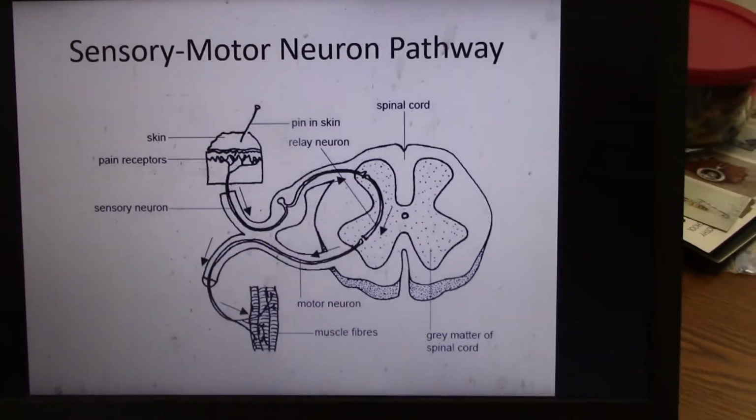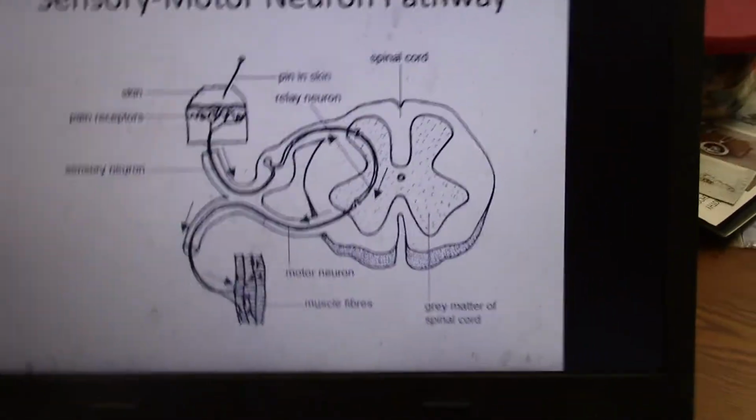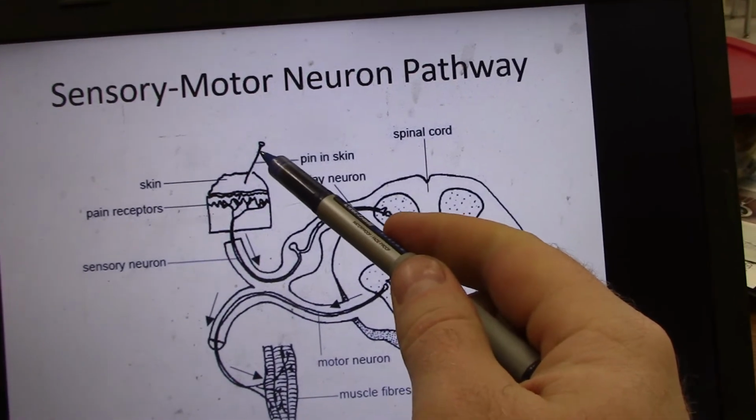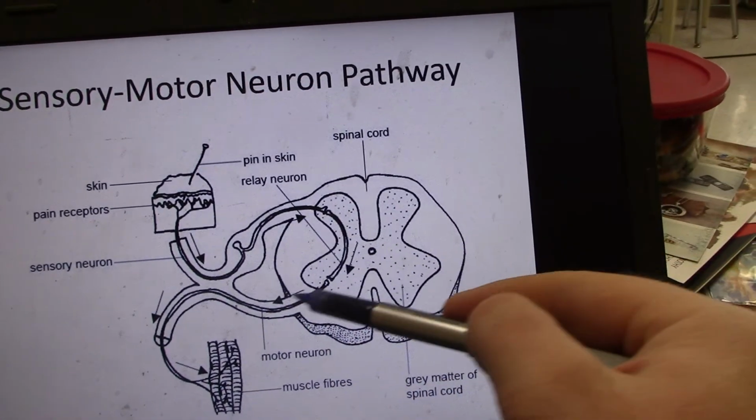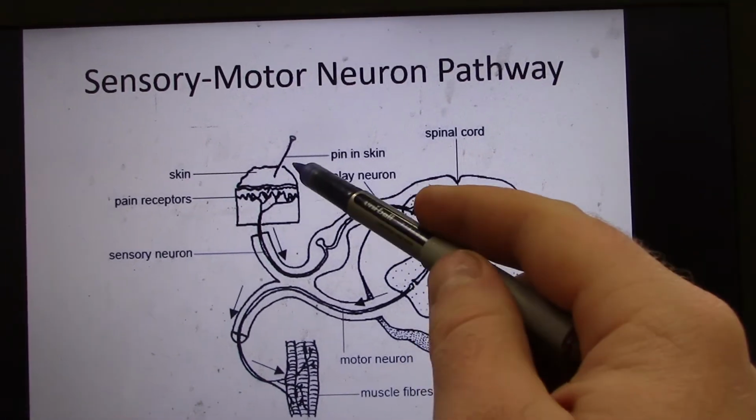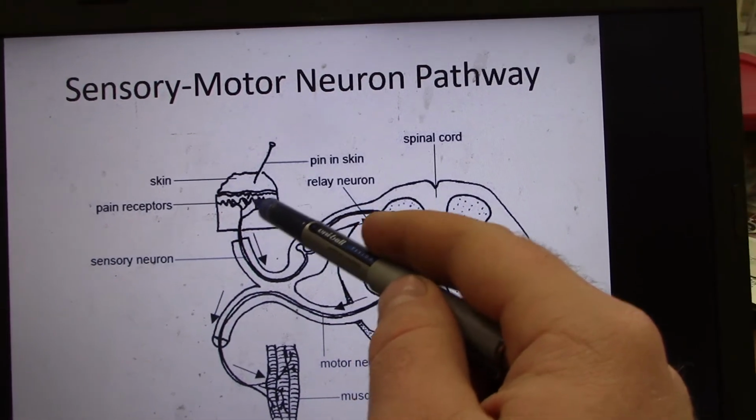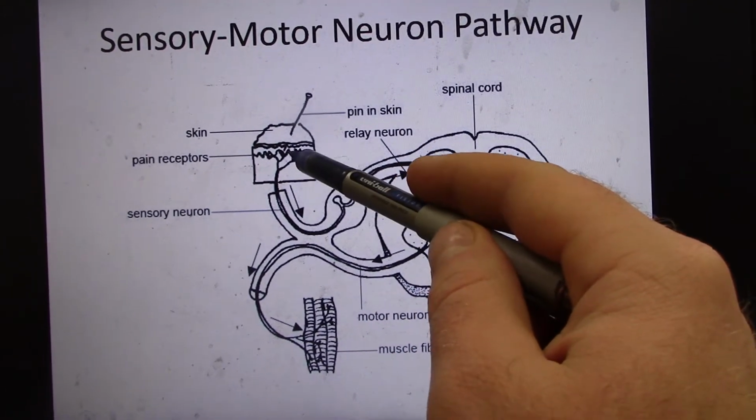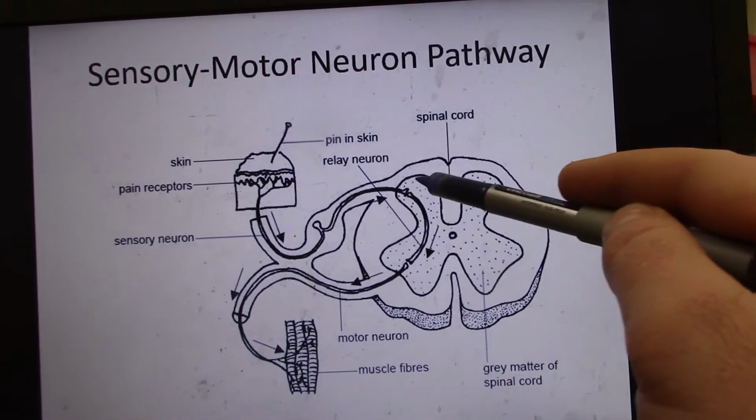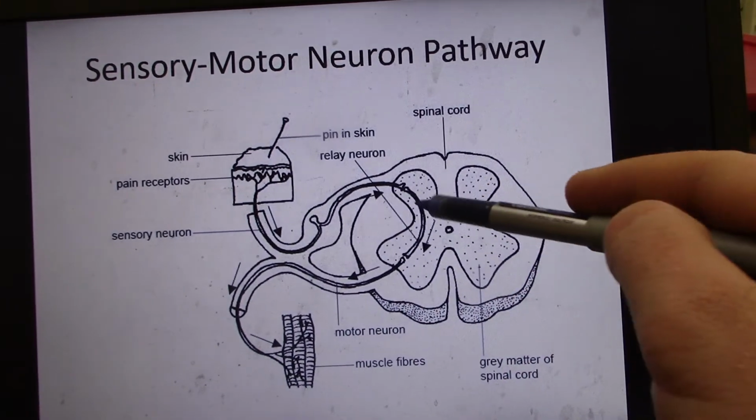So this shows you something that I've kind of pulled from Bio 30 notes a little bit, but this is a sensory motor neuron pathway. So this is a pin in the skin, and you can see where the arrows are. This is the spinal cord, okay? So this would be a sensation of pain. This would be detected by pain receptors or nociceptors in the skin. The stimulus would get sent into the central nervous system via a relay nerve. So this would be a sensory nerve.